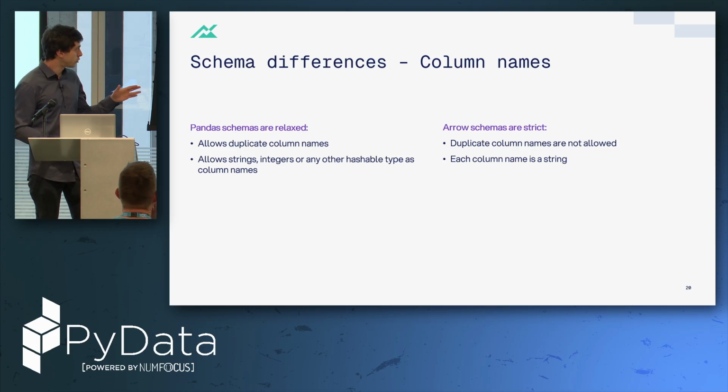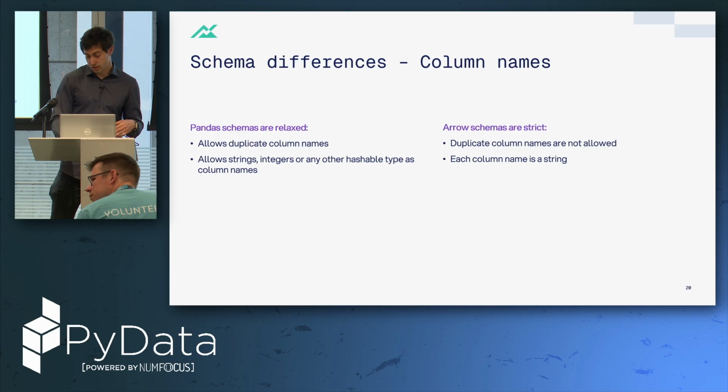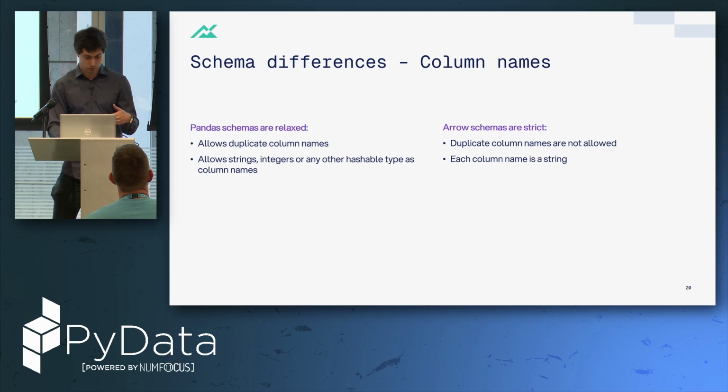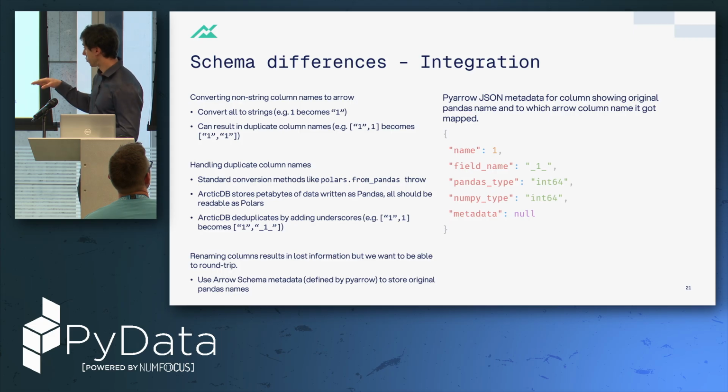They do not allow duplicate columns. Each column name is a string only. And this leaves us with some questions on how to convert the invalid Pandas data frames into Polars. So what do we do about the non-string column names? Well, it's pretty obvious. We can just convert them to strings. For example, the integer one, we convert to the string one and use that as the column name in Polars.